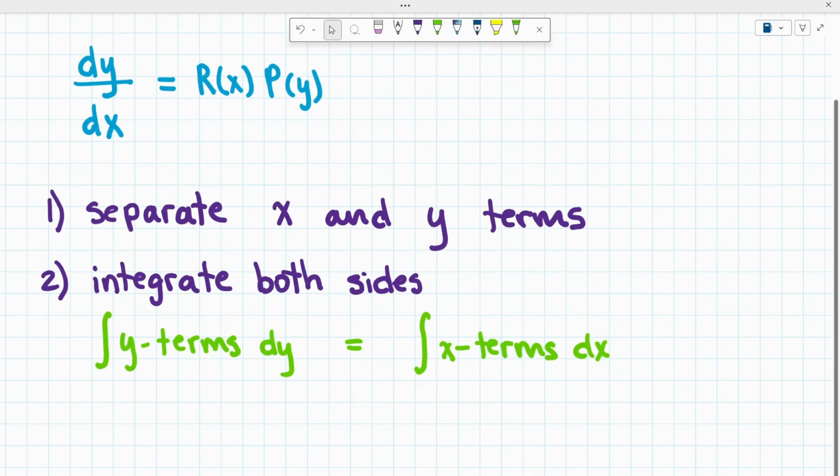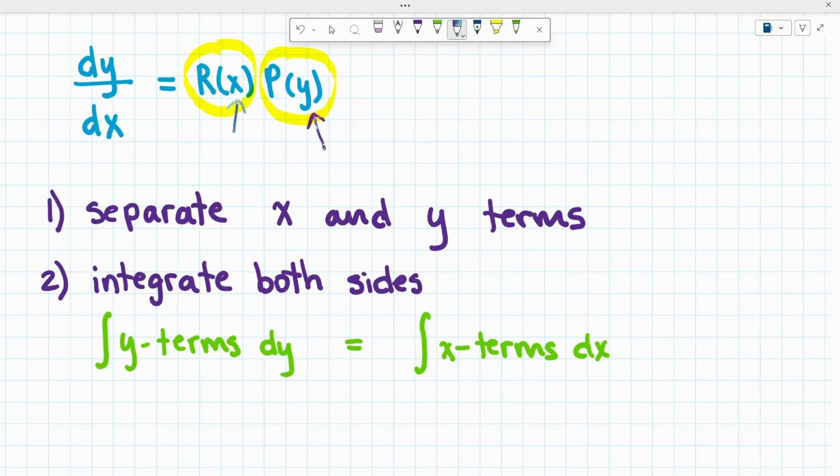So the first thing that I want to point out is the structure of separable equations. Separable equations will have the form dy over dx, usually on the left-hand side. So this is the derivative of y with respect to x. And then on the right-hand side, you'll see the multiplication of two different functions. One function will be in terms of a variable x, for example, and the other function will be with respect to another variable, for example, variable y. So this is a general form of separable equations.